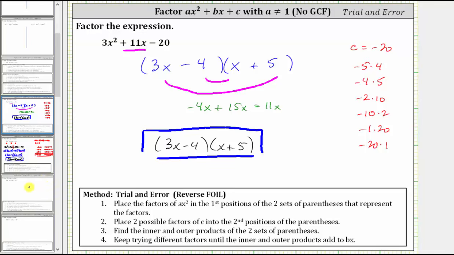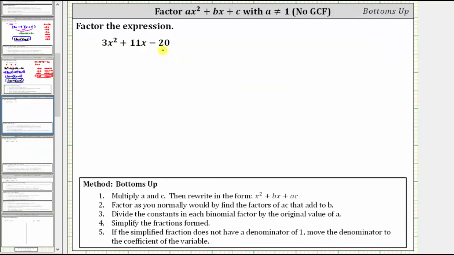And now for the last method, let's factor the same trinomial using the method of bottoms up. The first step in the bottoms up method is to multiply a and c and then rewrite the trinomial in the form x squared plus bx plus ac. So again, a is equal to 3, b is equal to 11, and c is equal to negative 20. A times c, again, is equal to 3 times negative 20, which is equal to negative 60. So we rewrite the original trinomial as x squared plus 11x minus 60.